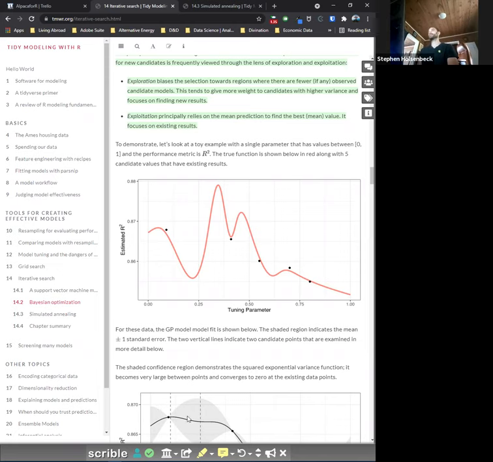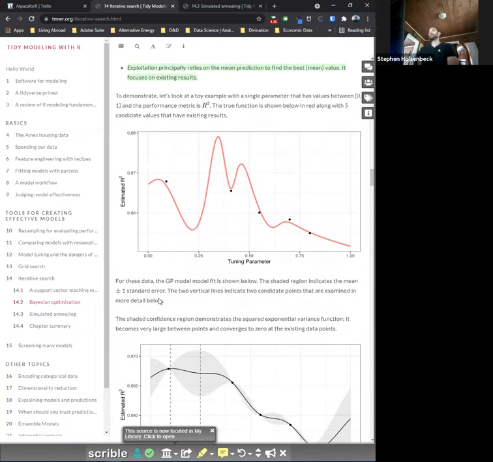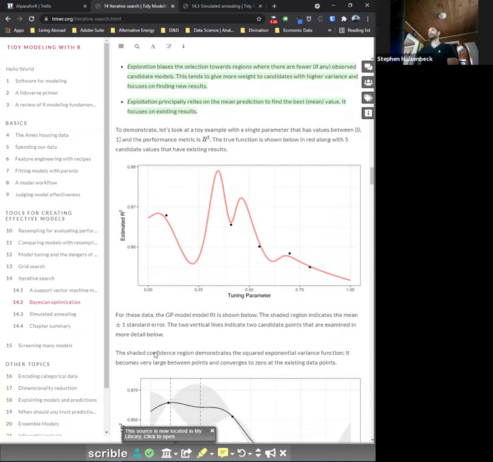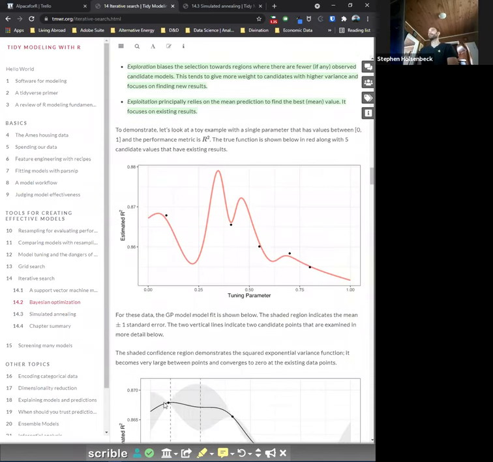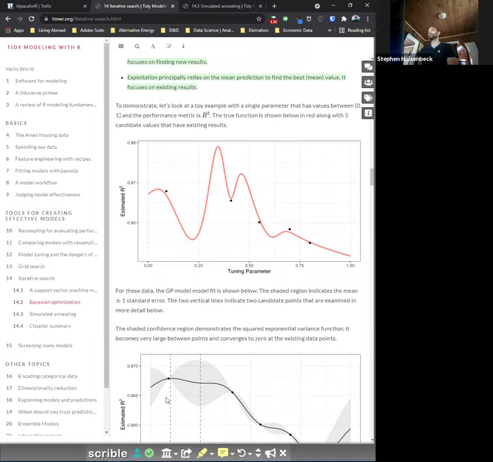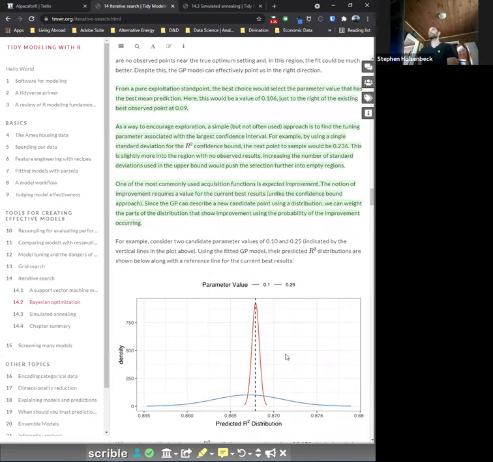So exploration is going to bias towards moving further into an area of great variance. Whereas exploitation principally relies on the mean prediction to find the best mean value. It focuses on existing results. So it knows here that this is the optimal value. So exploitation is going to have the opposite effect of staying near the mean best value. And so you can kind of see there's an illustration here about the mean of the best predicted values versus the variance of the unknown values.